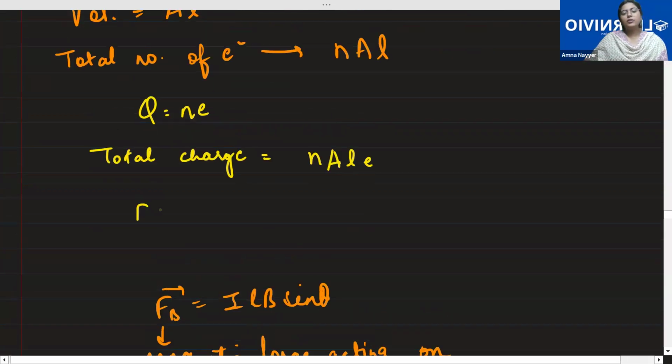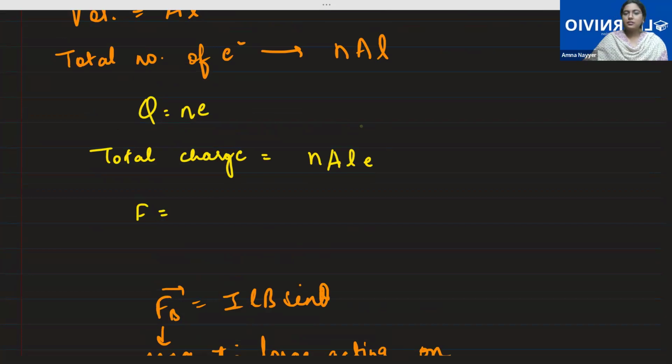Now, when I talk about the force here, it is charge multiplied by velocity into magnetic field. That's what we studied. So charge is nALe. Instead of the magnetic force, let me write down the velocity that is present. The velocity of the electrons is known as the drift velocity, multiplied by the magnetic field.